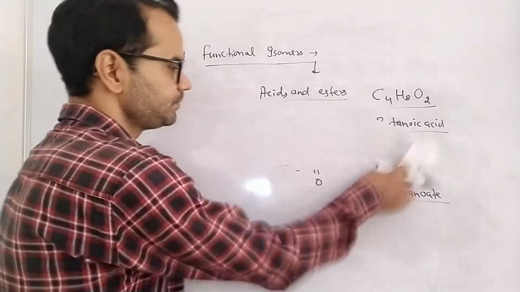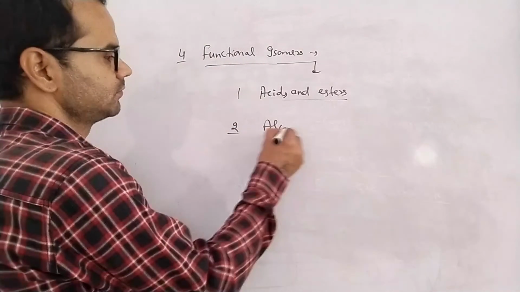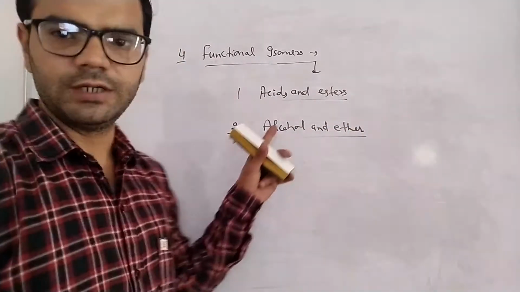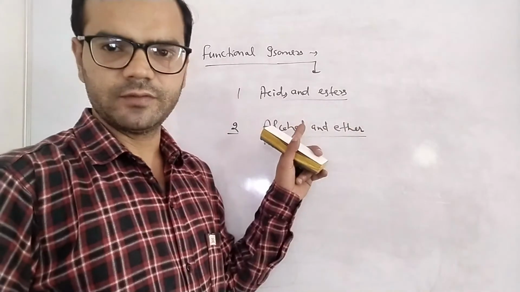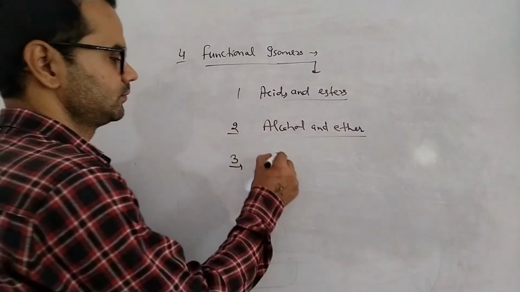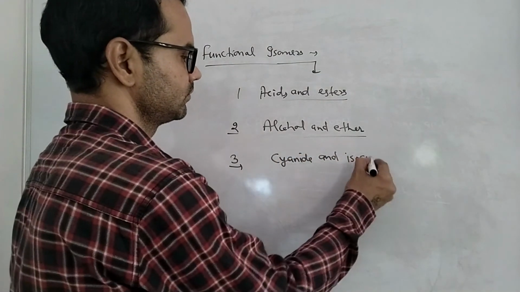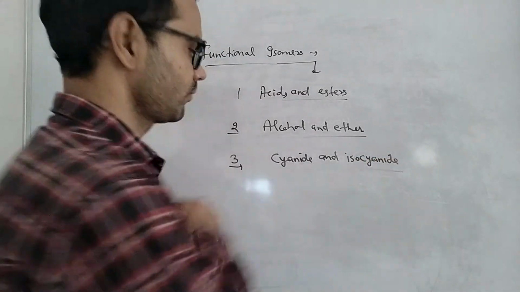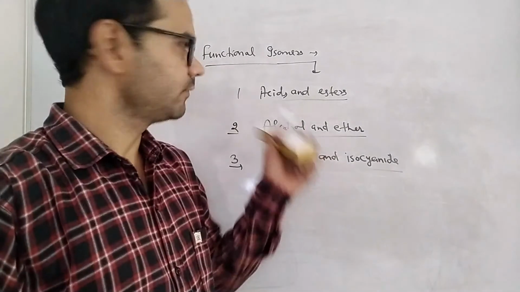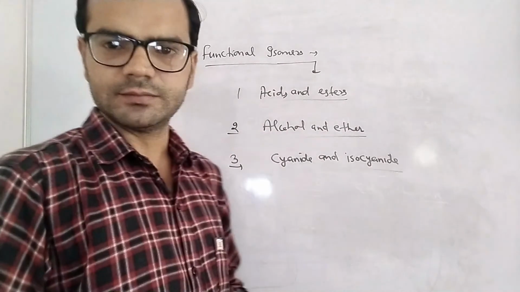Second is alcohol and ether. They have the same molecular formula but different functional groups. Third set is cyanide and isocyanide, having the same molecular formula but different functional groups. That is for isomerism, right?